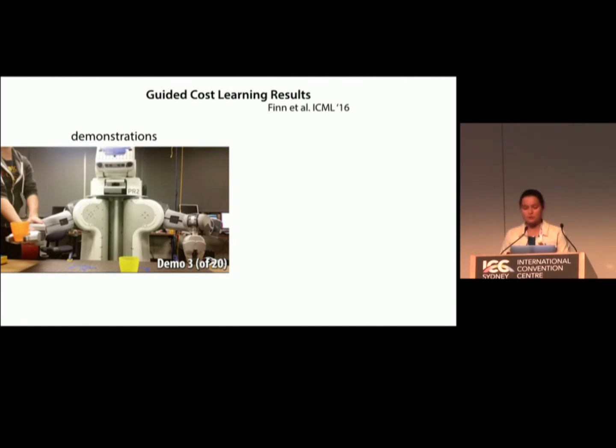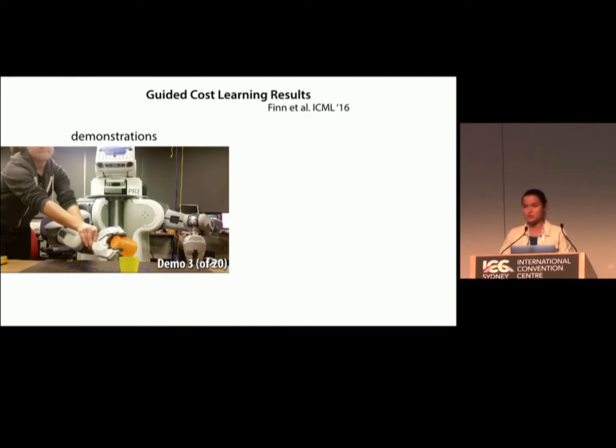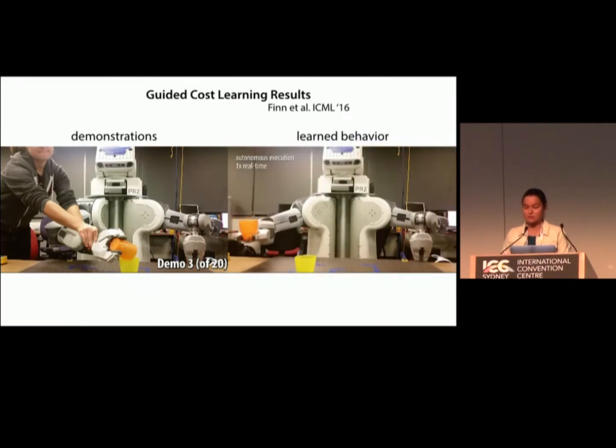Okay, so what can you do with these methods? So this is a video of me collecting demonstrations on the PR2 robot. We can then infer the reward function using guided cost learning underlying these demonstrations, and then optimize that, and this is the resulting policy that it learned.